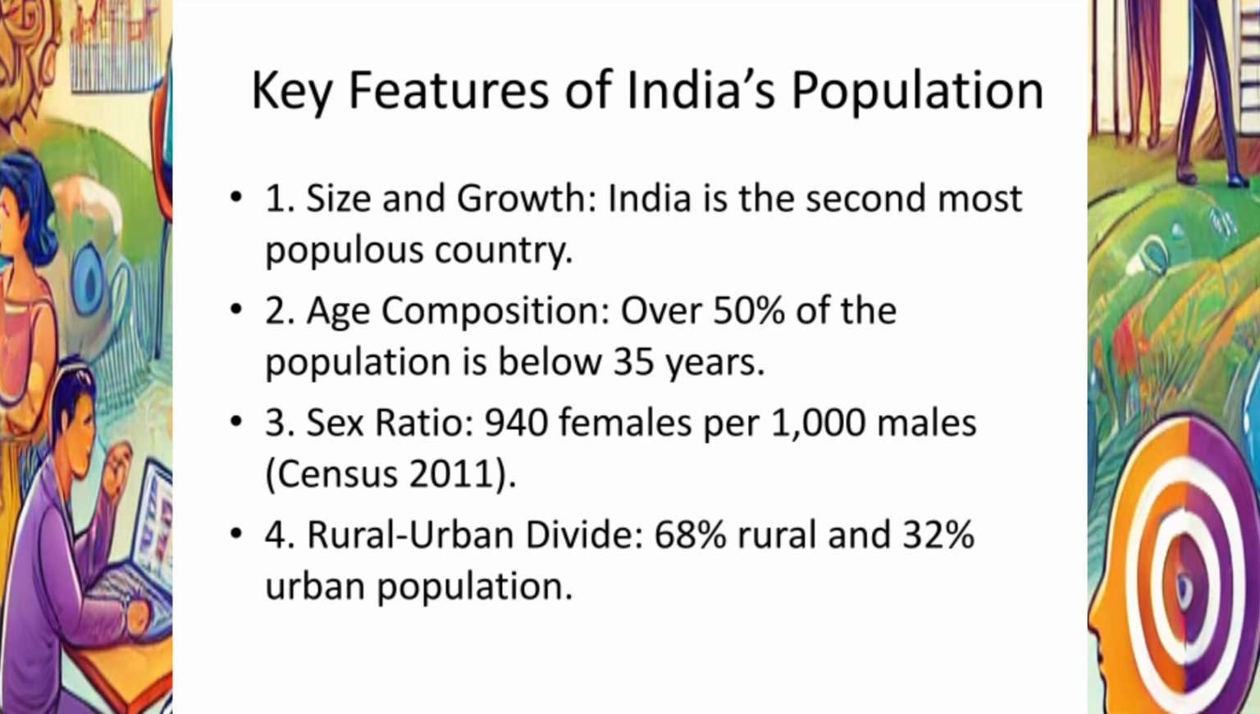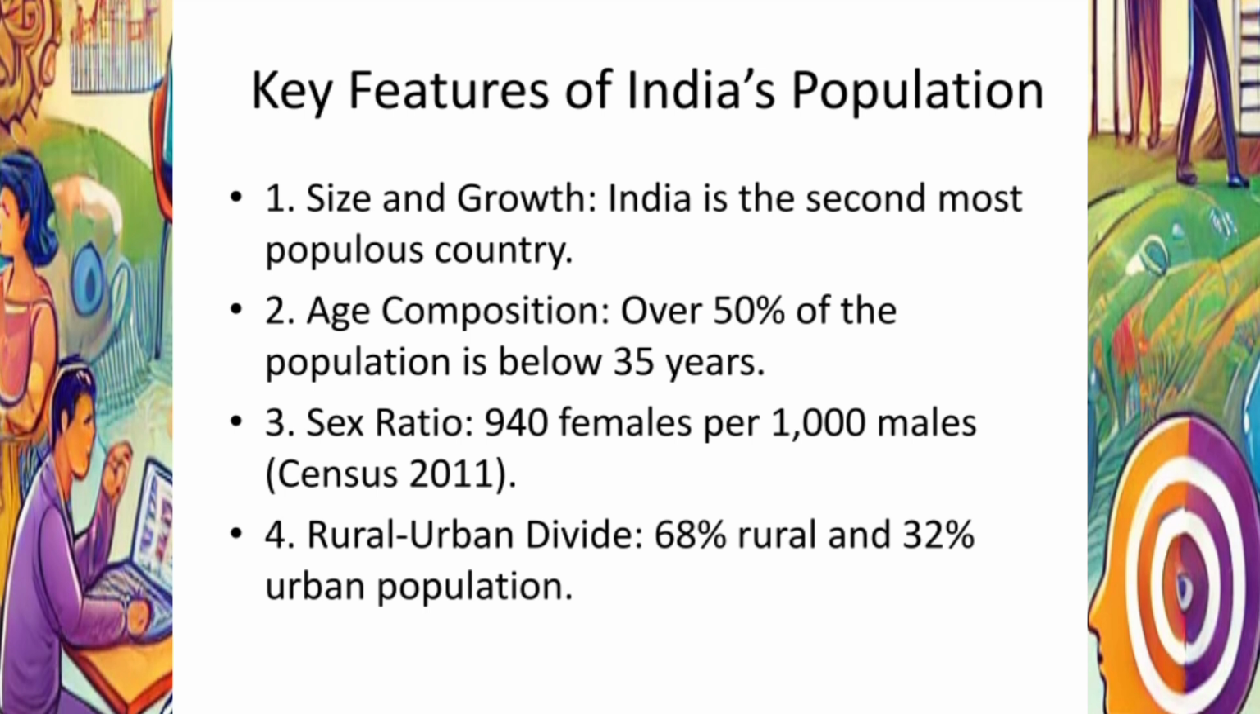Here are some key features to remember. First is size and growth. India is the second most populous country in the world. The population growth rate has declined over the years, but it's still significant. Point number 2 is age composition. India has a youthful population with over 50% below the age of 35. This creates opportunity for economic growth but also challenges like unemployment.